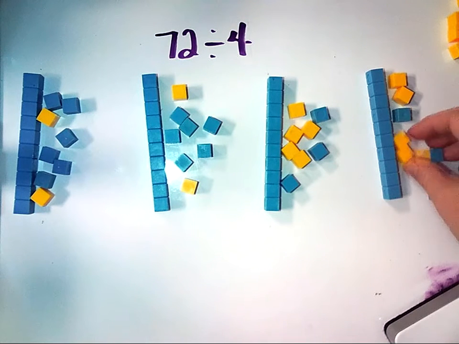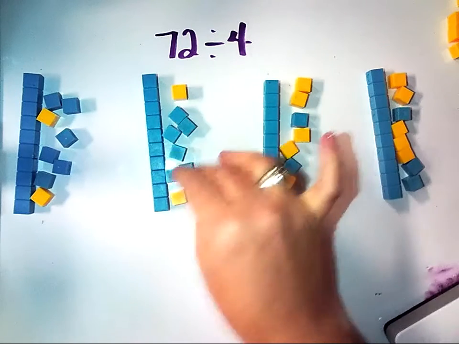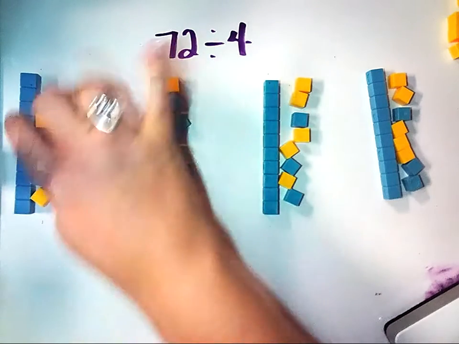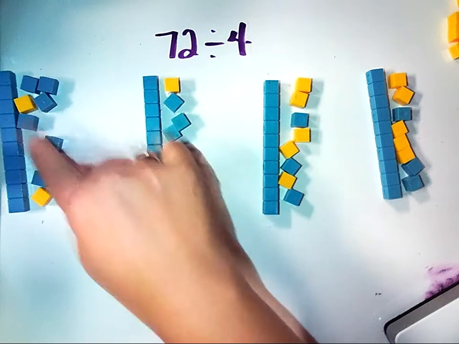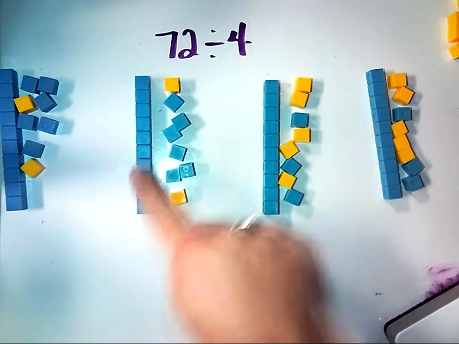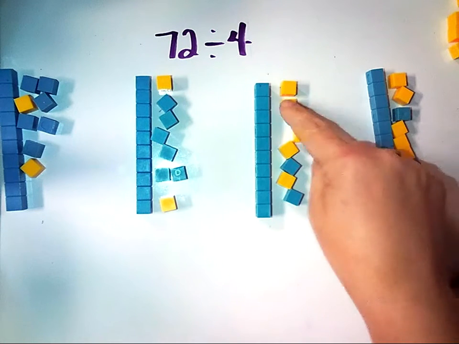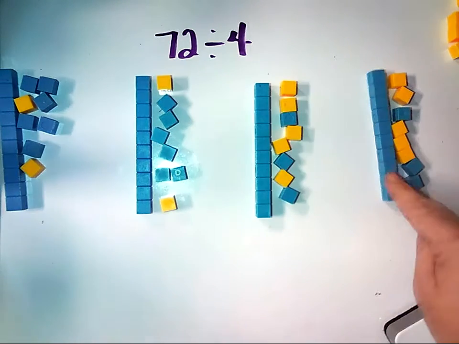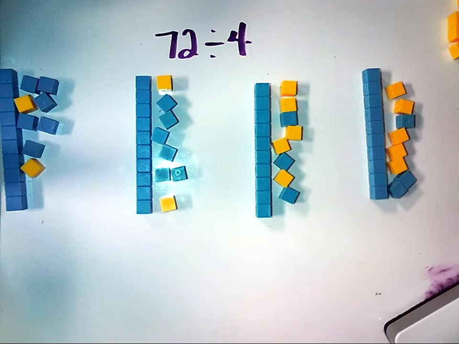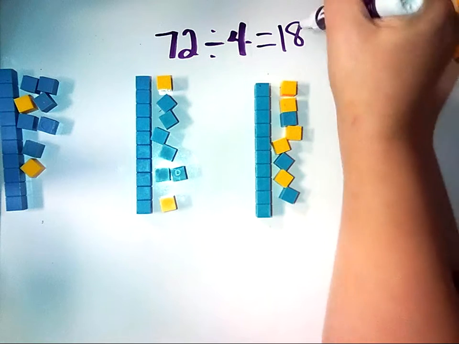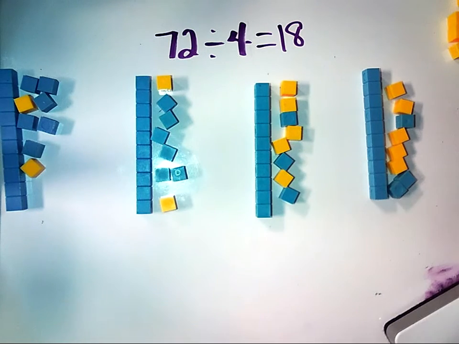So now that we've got them separated into equal size groups, we can go back and count. 10, 11, 12, 13, 14, 15, 16, 17, 18. The same count in each of the four groups. So 72 divided by 4 equals 18. So 72 split into 4 equal groups. That's one way I could look at it.